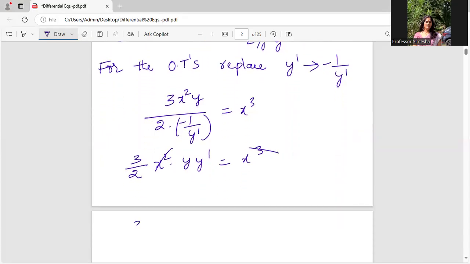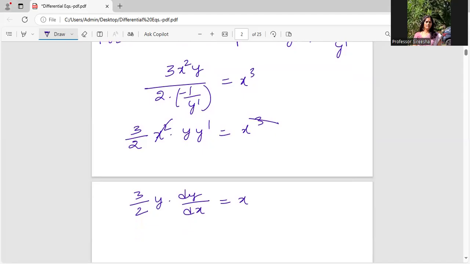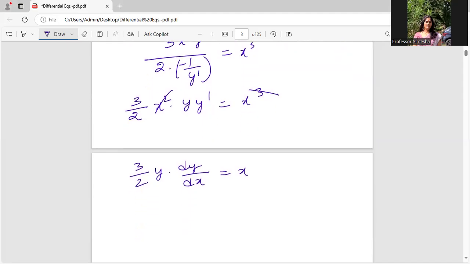Now, 3 by 2 y into dy by dx. Actually, y prime is dy by dx. This is equal to x. I think I can go with variable separable if you observe. So 3 by 2, 3 can be put here: 3y dy is equal to 2x dx. Integrating on both sides, I'll be getting the solution.